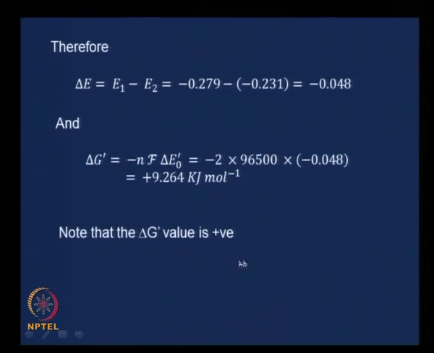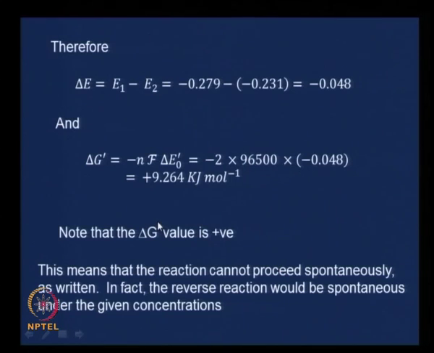Note that the delta G value is positive, and you know from higher secondary school that for a spontaneous reaction the delta G has to be negative, and so what this essentially means is that the reaction as written cannot proceed spontaneously. In fact the reverse reaction would be the one that is spontaneous under the given concentration ratios of 1000 to 1, whereas the first part was spontaneous as written. So that was interesting, I suppose.